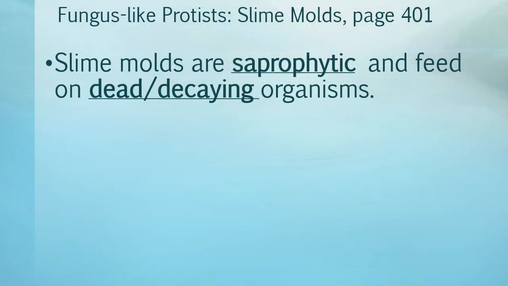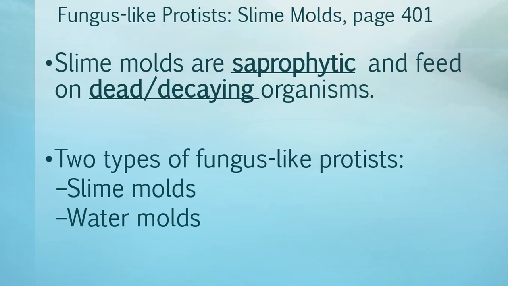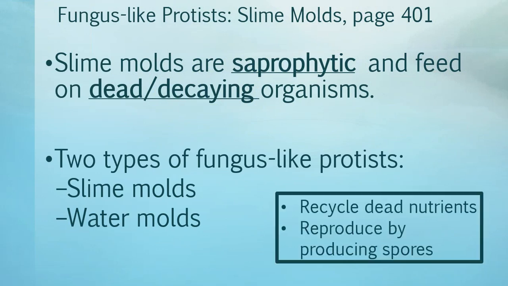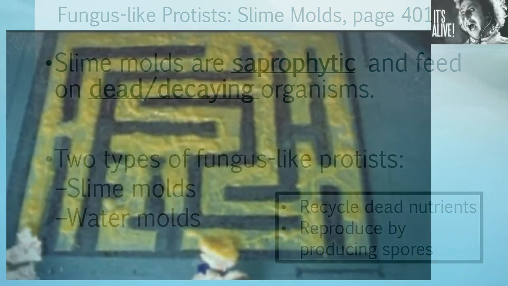All right, so here's your blanks you're going to fill in right here. Slime molds are saprophytic. Remember, they feed on dead and decaying organisms. So you're going to fill those two blanks in right there, we're still on page 76. All right, two types of fungus-like protists are our slime molds and something called water molds. You're going to put that down in that little box at the bottom of the page. And then I believe in the second part of the box, you're going to write that recycling dead nutrients and reproducing by spores. I believe that's what that second part of the chart is for. Yes. Okay. All right. Let's watch this video.